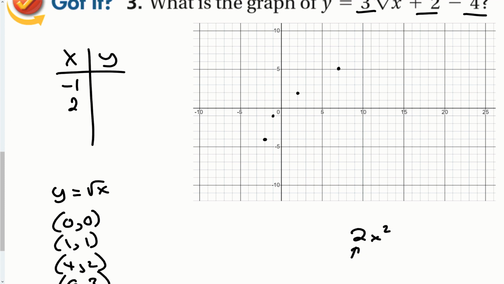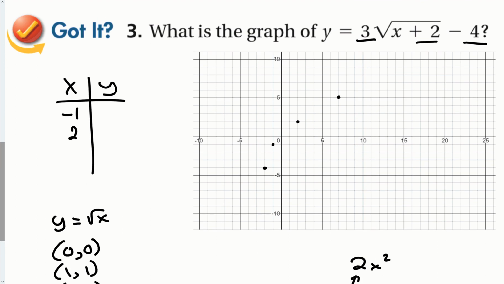The next point that I want to plug in is the next thing that's going to make this thing a perfect square. So I want the underneath to be 16. So I'm going to plug in a 14. I know I'm going to go 3 above this one. 1, 2, 3. I'm going to go right there. Let's double check. 14 plus 2 is 16. Square root of that is 4 times 3 is 12. Minus 4 is 8. And we have 14 comma 8.